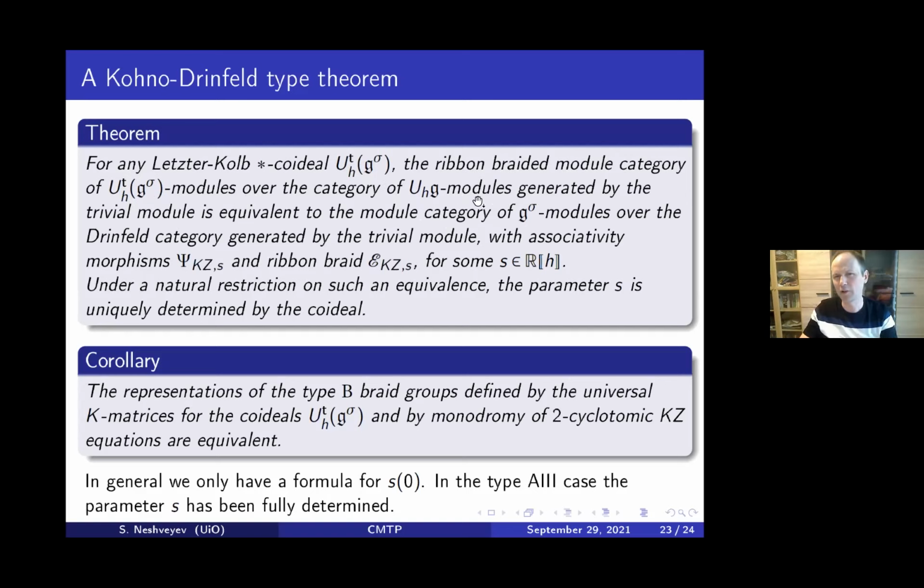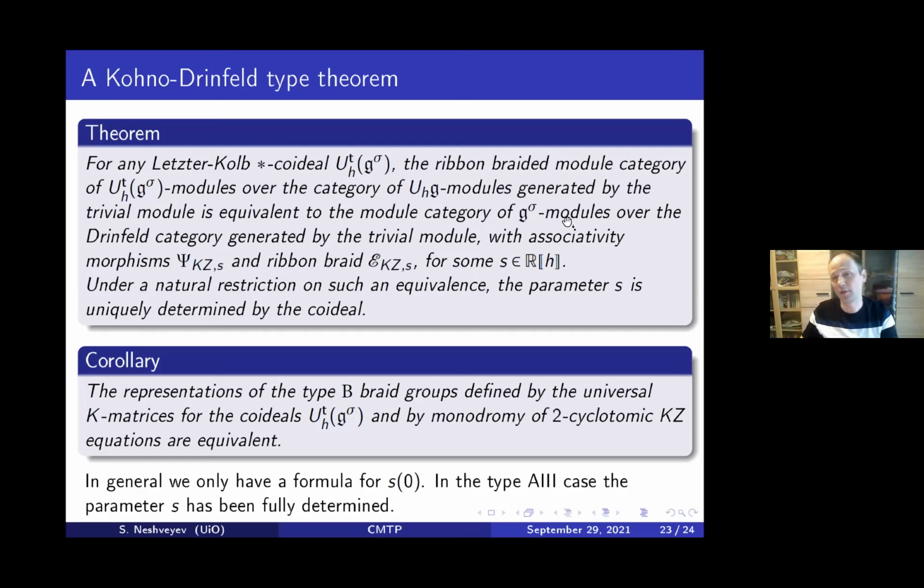So we rather consider a relatively small category generated by just trivial one-dimensional module. Or another way of putting this, we consider only such modules over this algebra which can be embedded into modules over this algebra. So this is what we do on the Q side.